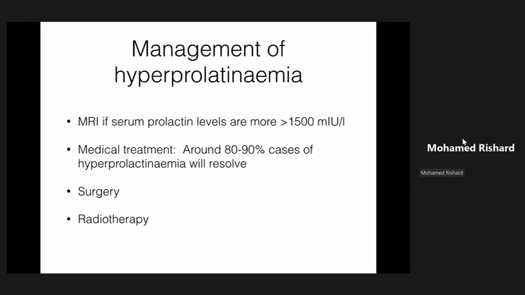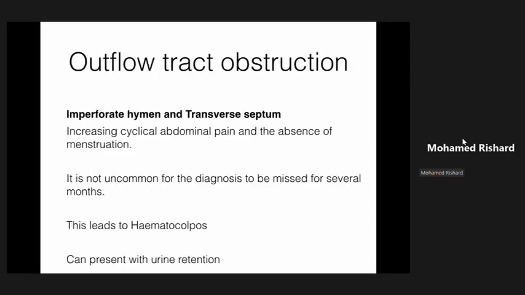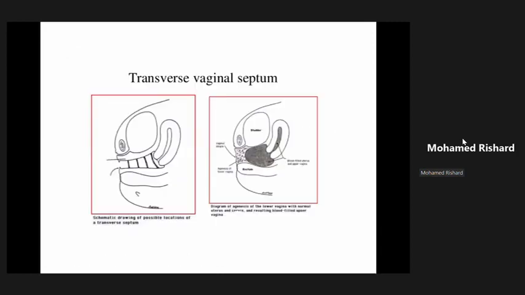Somewhere we have discussed this, I'm just going through it. And outflow tract obstructions are common. Imperforate hymen. They present to the gynecology ward with severe cyclical abdominal pain. When we examine, we feel a bulging septum in the hymen. The collection is called hematocolpos.